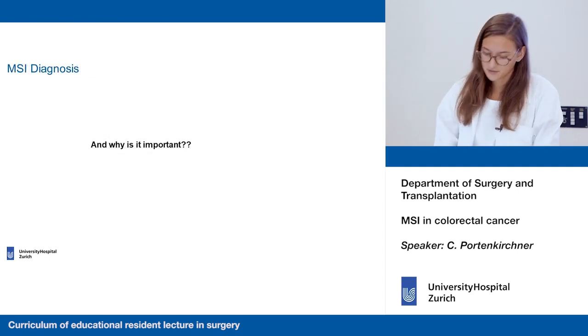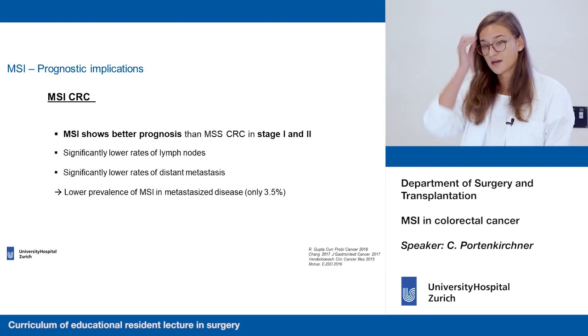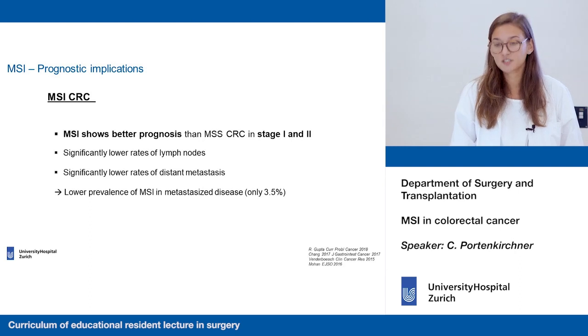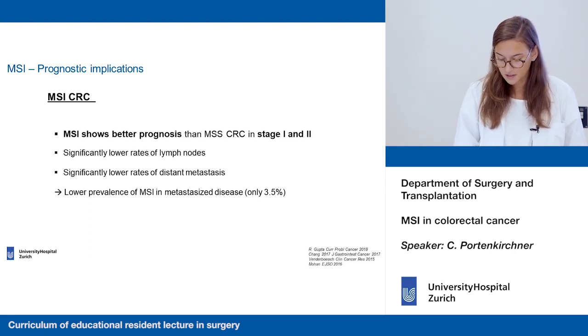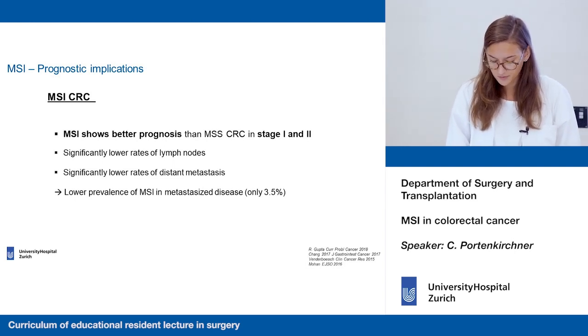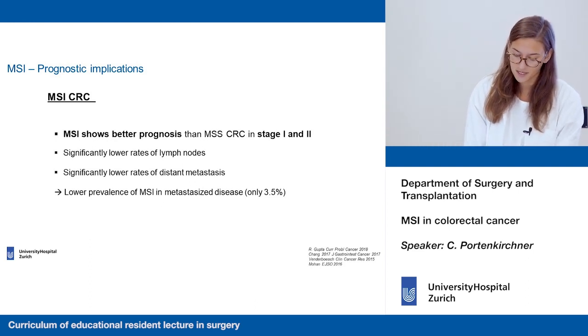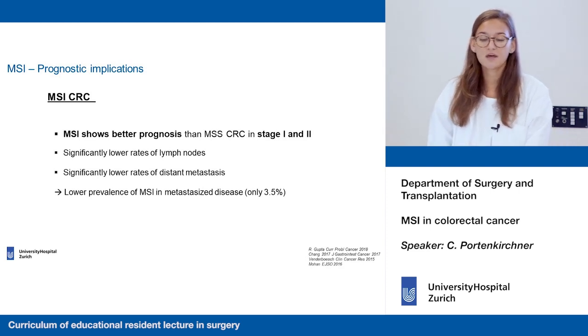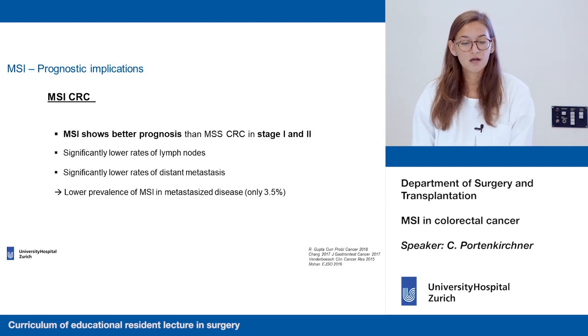But why is this so important? Do we even have to care? Yes, we have to care about this. MSI colorectal cancers, including sporadic and HNPCC, tend to have a less aggressive clinical behavior and a favorable prognosis. This phenomenon has been repeatedly observed in retrospective studies, large trial studies, and meta-analyses. So MSI tumors have a better prognosis in stage 1 and 2, significantly lower rates of lymph node and distant metastasis, and they have a lower prevalence in metastasized disease.